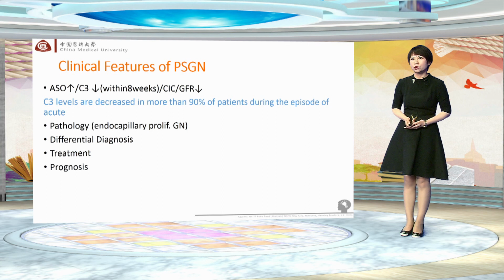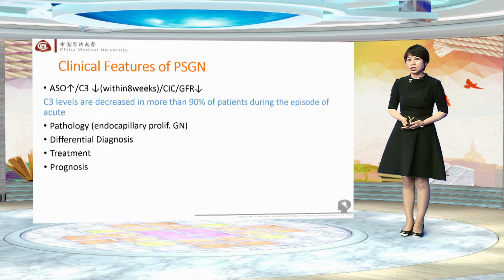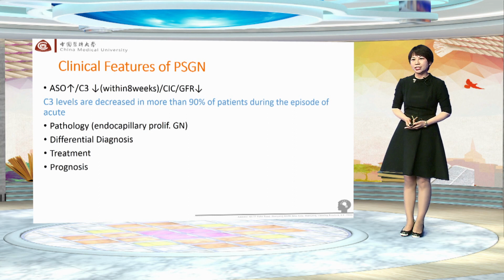antigens, often show high titers. But a change in titer over time is more indicative of a recent streptococcal infection. The serum total hemolytic complement levels and C3 levels are decreased in more than 90% of persons during the episode of acute glomerulonephritis.